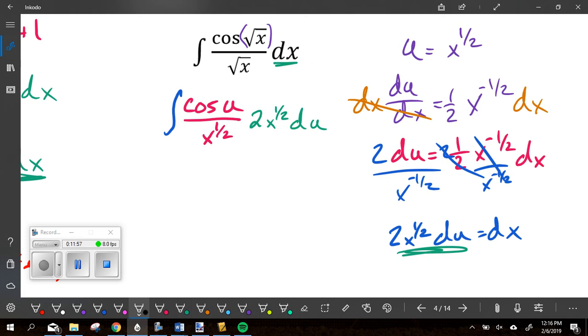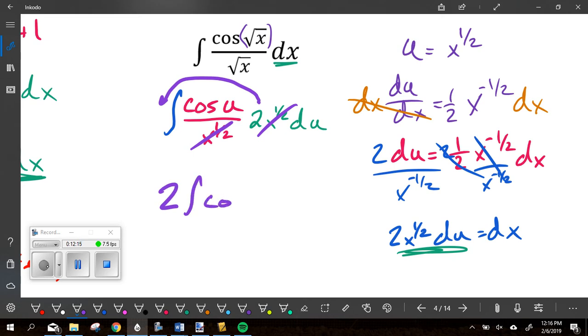The reason I don't need to replace the other one is because what's my next step going to be? Cancel. I've got an x to the 1/2 right there and x to the 1/2 right there. However you write it, you want those things to cancel, because when I integrate this thing, I only want u's. I've got a constant. Put a 2 right there.